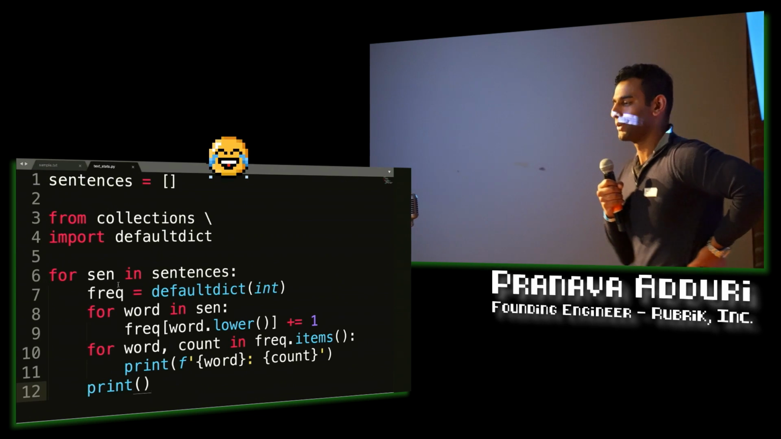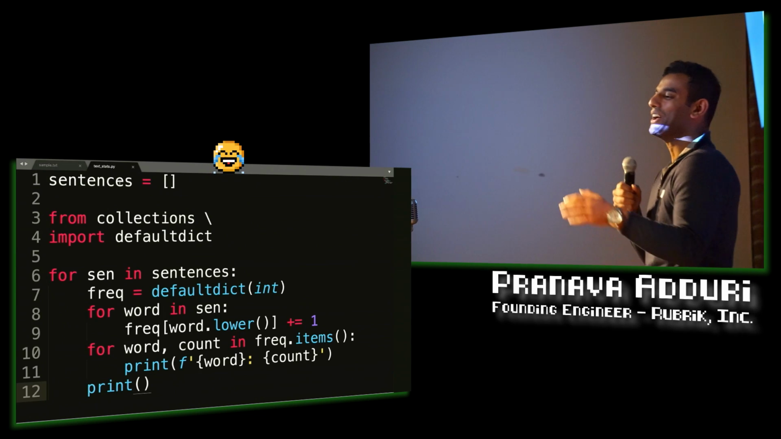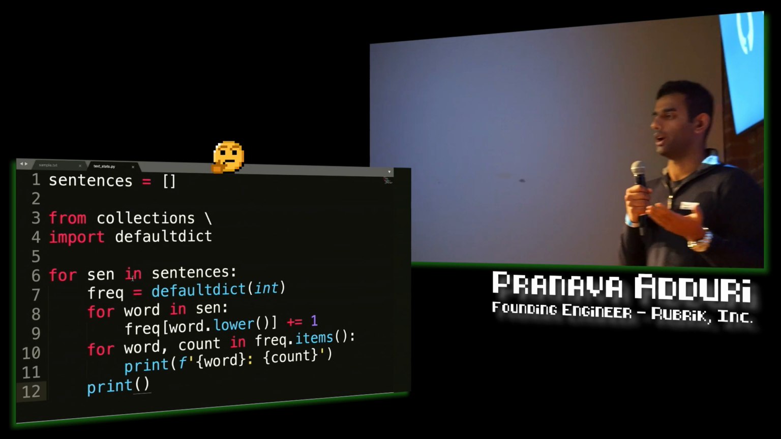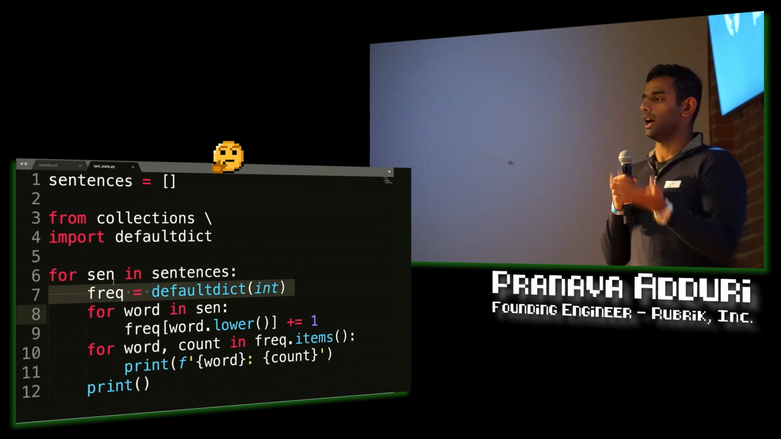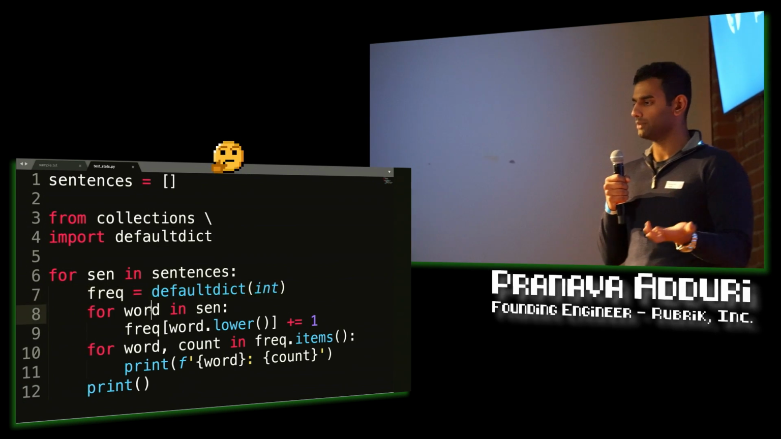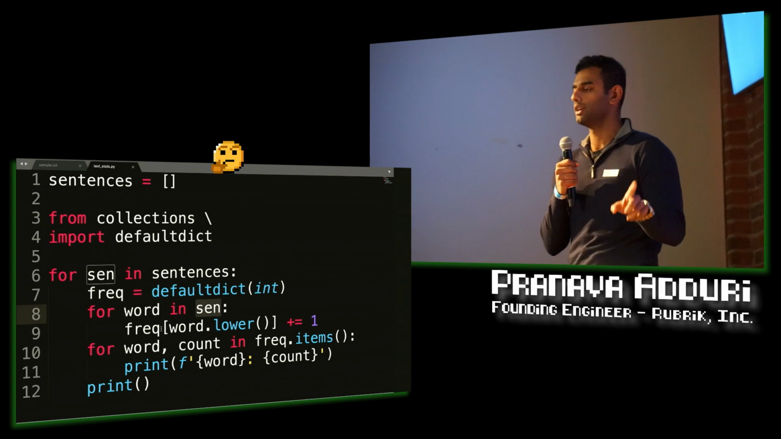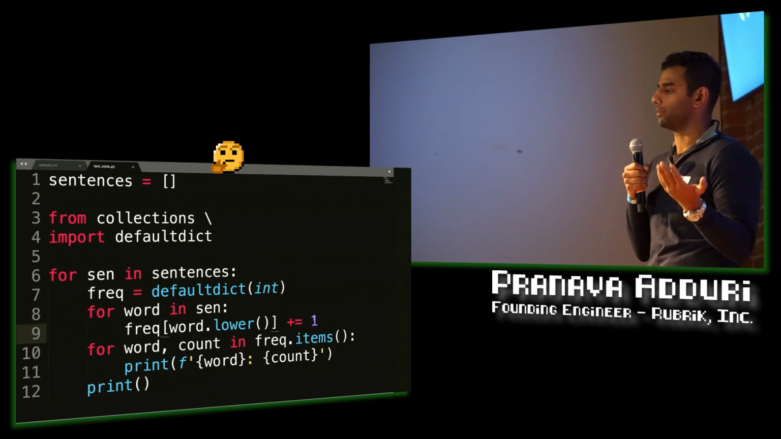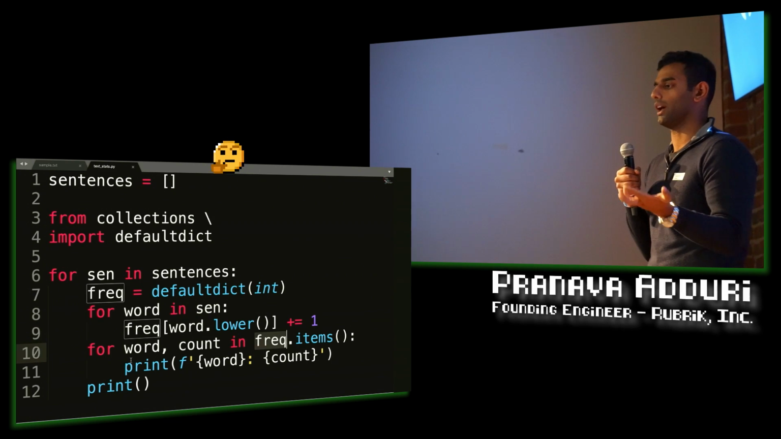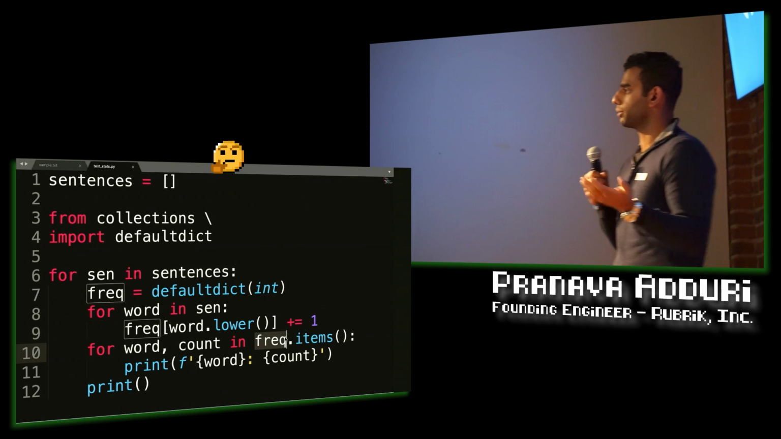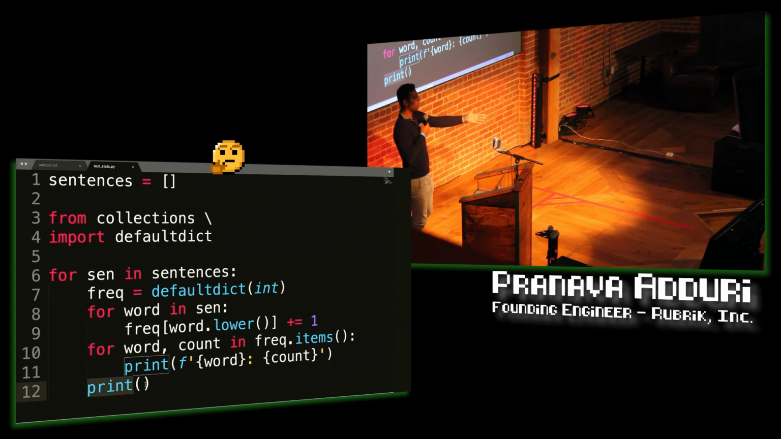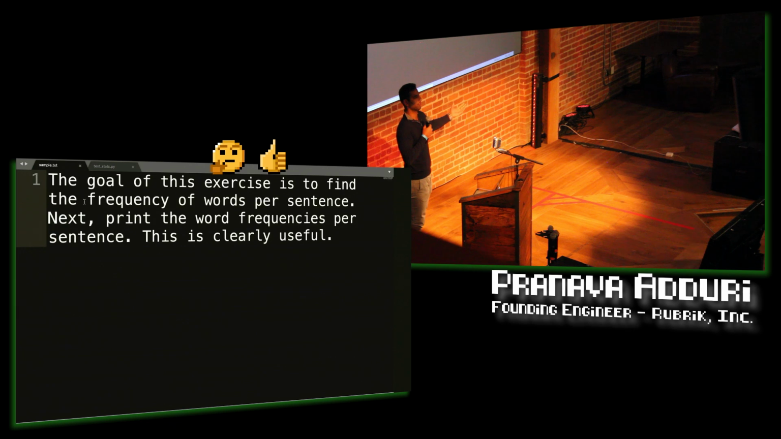There we go. Cool. So ideally, if I had a sentences array, I could write some quick Python code where for each sentence in this array, I would create a default dict, which is the frequency. And for each word in that sentence, I would take the lowercase representation of that word and increment the frequency of that word by 1, and then for each word and the count of that word, I would print out the word and its count, and I would print a new line, just for good formatting. So now all I need for this code to work is the sentences array, right? Okay, how do I make the sentences array?